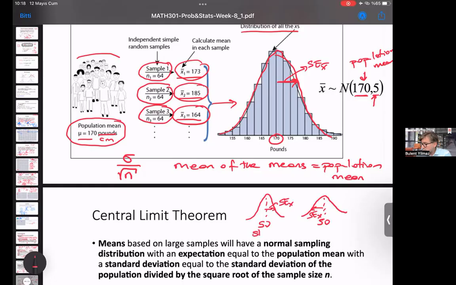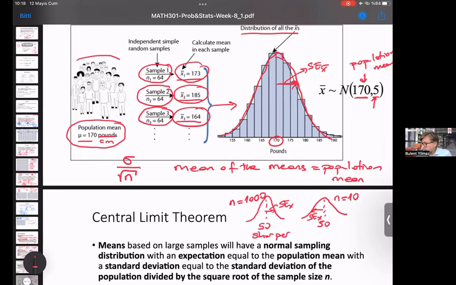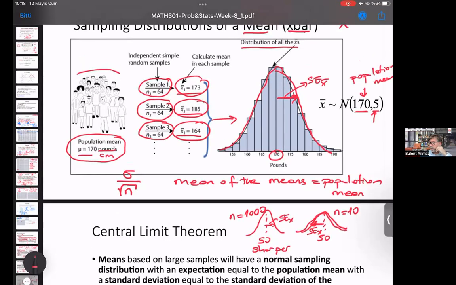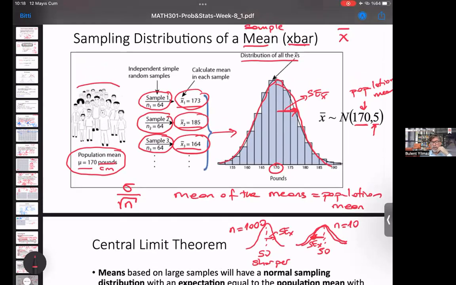Okay, this is sharper. Why? Because n is 1000 here. This is much wider. The n is 10, and here the distribution is much wider. Okay, did you understand that part, guys? Was I clear on that?